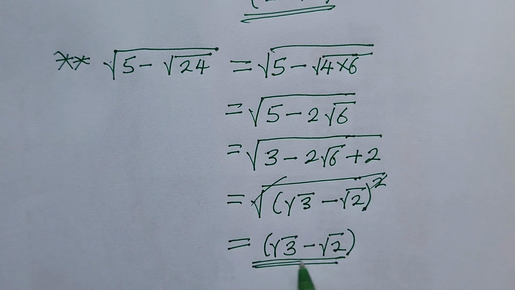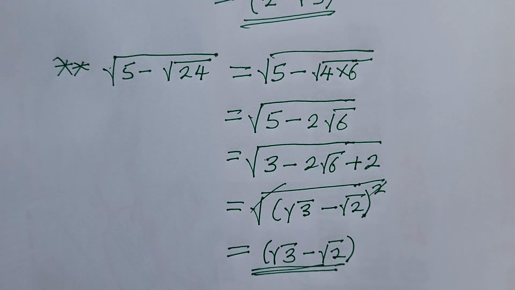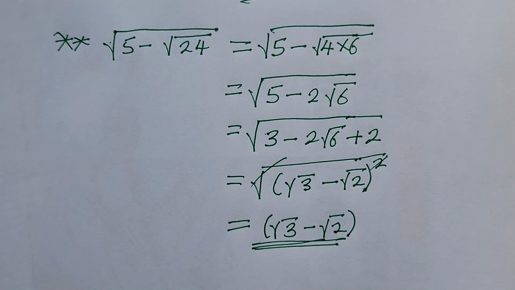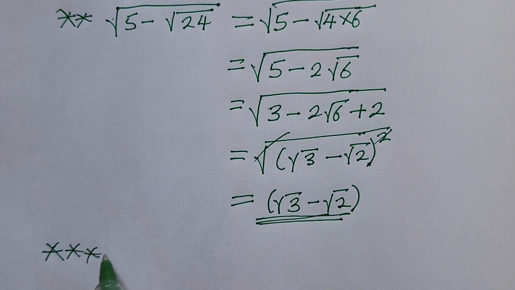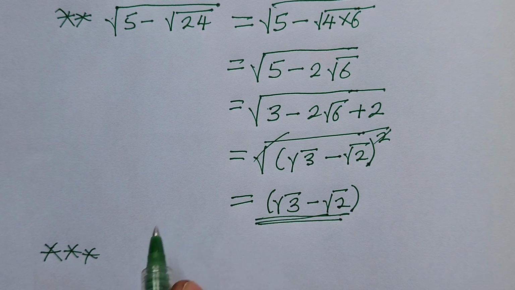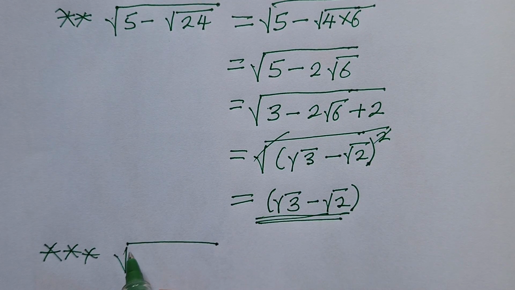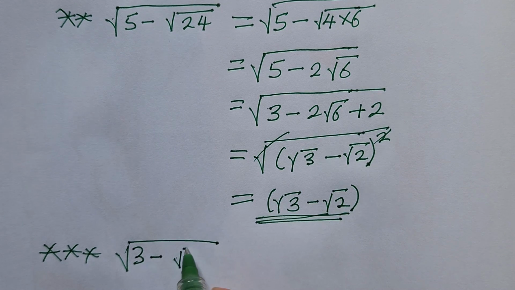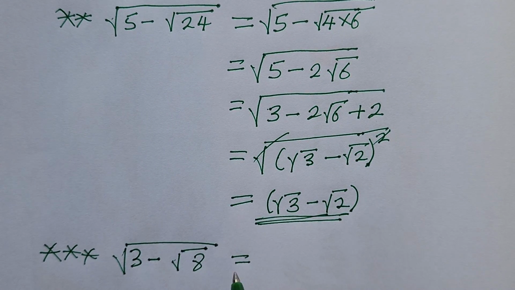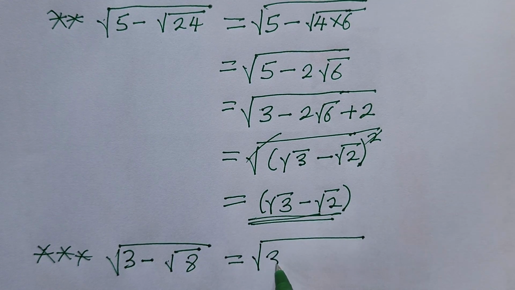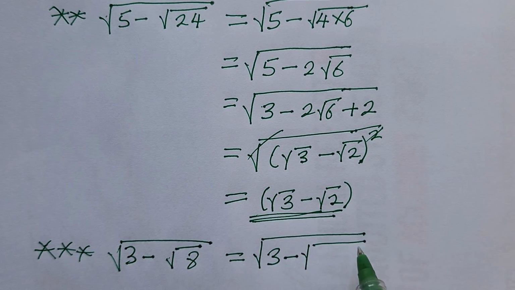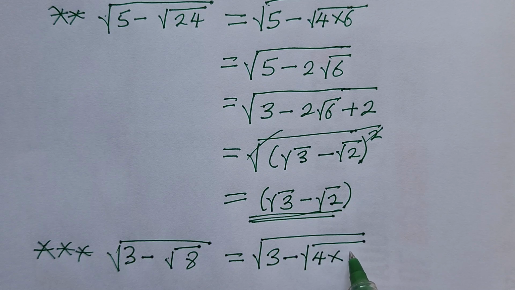Close bracket. Let's go to another expression. So take the last one, which is our star, star, star. Now, what is the last term? The last term is just the square root of 3 minus the square root of 8. Again, we have to rewrite this very one. 8 is going to give us 4 times 2. So we have here the square root of 3 minus the square root of 4 times 2.